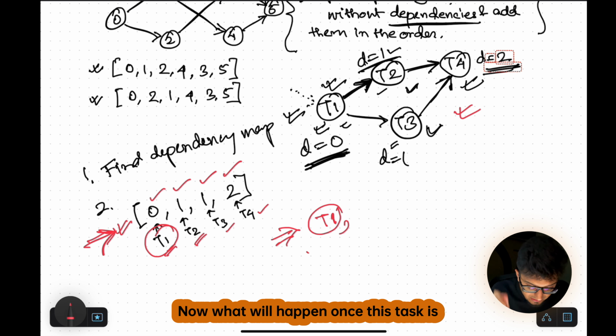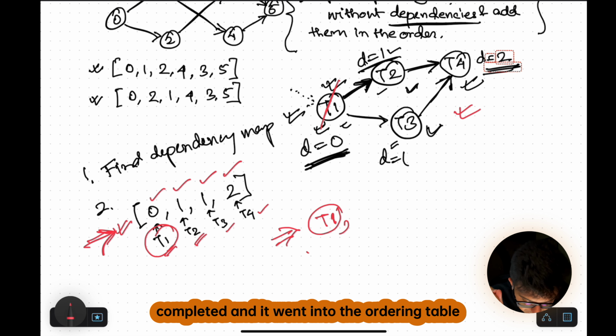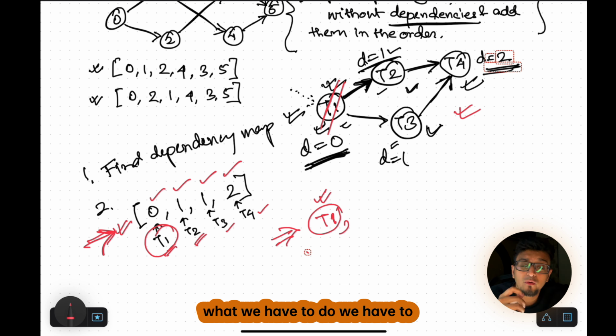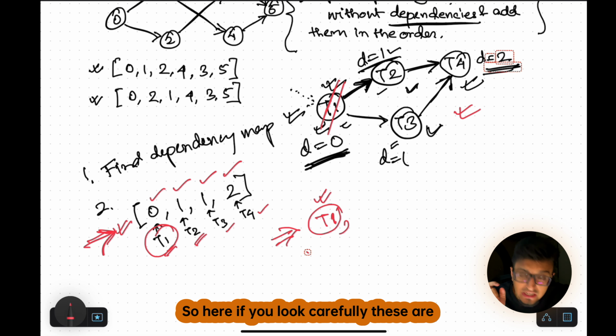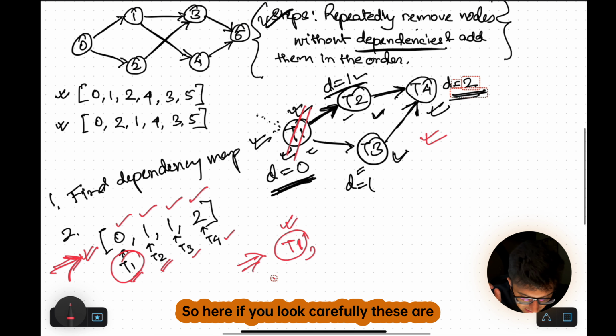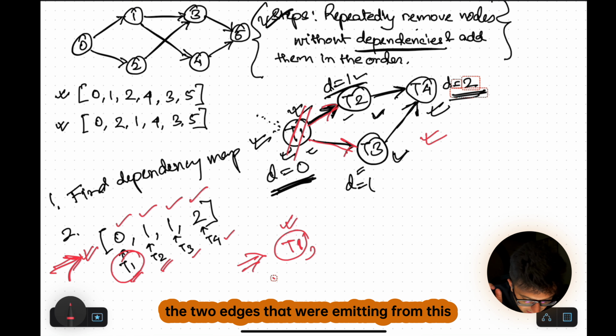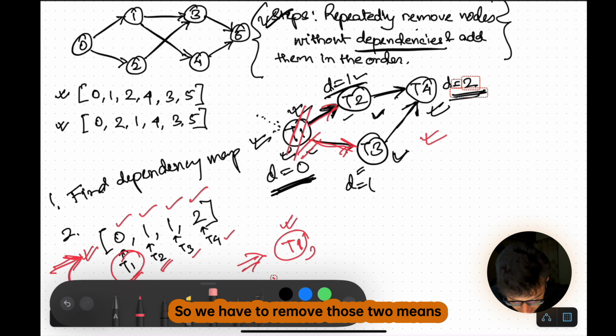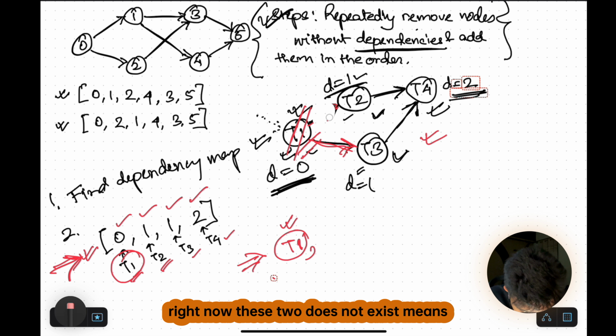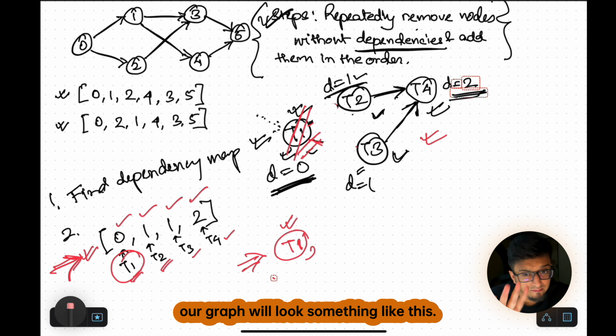Now what will happen? Once this task is completed and it went into the ordering table, what we have to do, we have to remove all the edges that were emitting from that node. So here if you look carefully, these are the two edges that were emitting from this node T1. So we have to remove those two. Means right now these two do not exist. Means our graph will look something like this.